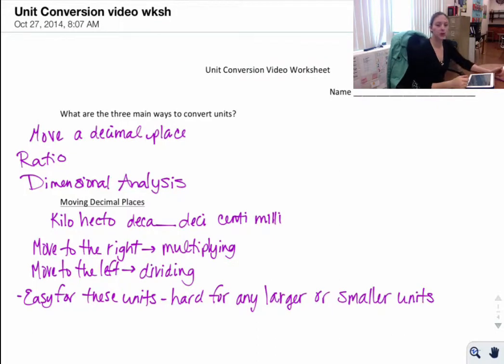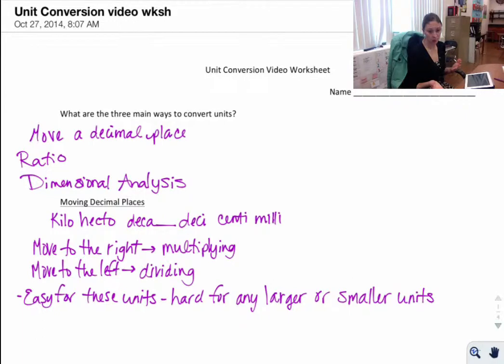Okay, we're going to look at unit conversions and different ways to convert units. So what's going to happen here? There are 3 ways to convert units that we're going to look at. You can either move a decimal place, you can use a ratio, or you can use what we call dimensional analysis.